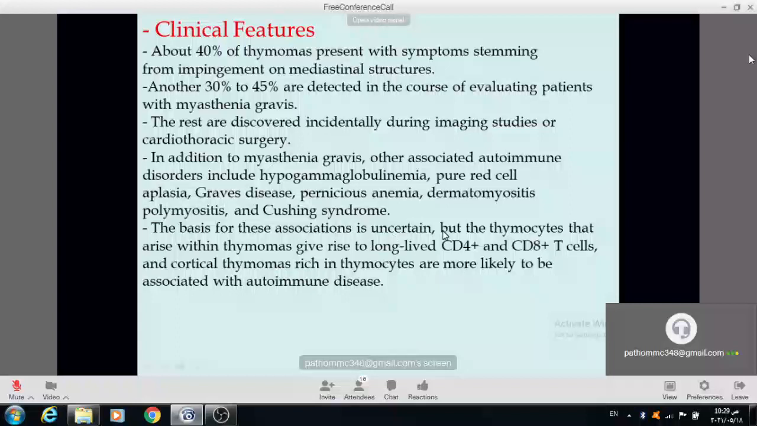The basis of this association طبعا لحد الان هو uncertain، لكن هاي الثايموسايت ممكن اللي قاعد يصير فيها neoplasia within the thymoma ممكن تعطينا CD4 positive, CD8 positive T cells, and the cortical thymoma which these lymphocytes are more likely to be associated with autoimmune disease. يعني هاي الثايموما ممكن تعطينا نوع من أنواع الT lymphocyte اللي هي الhelper وcytotoxic T lymphocyte اللي ممكن تؤدي إلى هذه الmanifestation of this autoimmune disease.